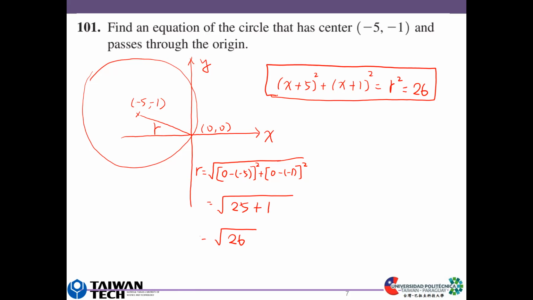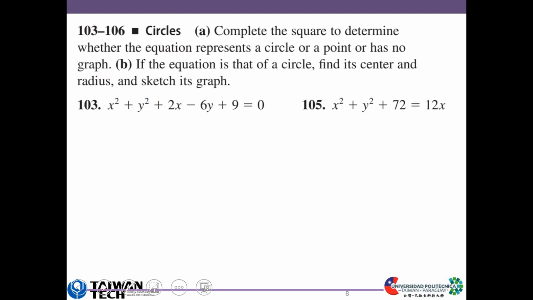Okay, so let's look at the next question. Circles: complete the square to determine whether the equation represents a circle or a point or has no graph. This is problem A. Problem B, if the equation is that of a circle, find its center and radius and sketch its graph. So we are looking at problem 103 first.